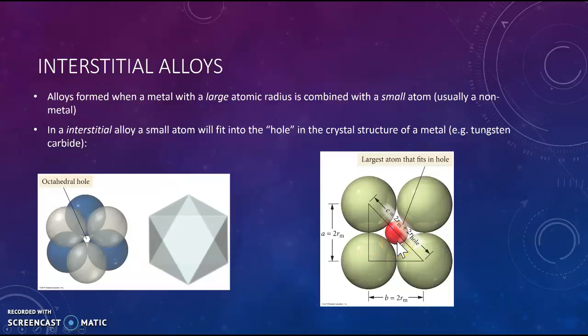And this can also change the physical properties. It can make stuff stronger. It can possibly make it corrosion resistant. It can change melting and boiling points. And so this is the other type of alloy.